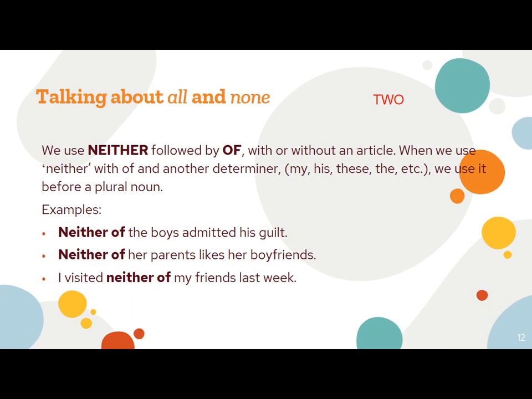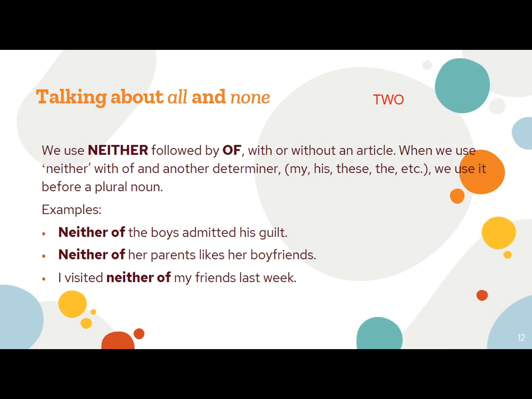There's some mistake right there, so I'm going to check it later on. But it's neither her friends. Let's see, neither her, no, it has to be like... parents like. So I made a mistake right there. So neither her friends like her boyfriend. Well, that's something bad, but it's in plural form.